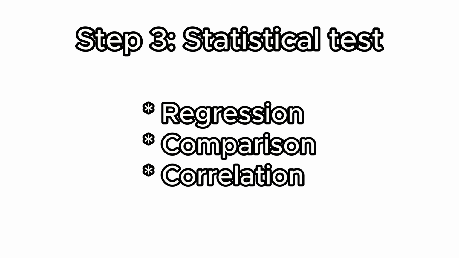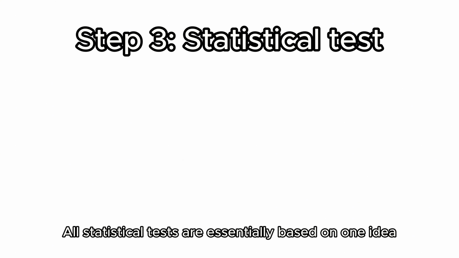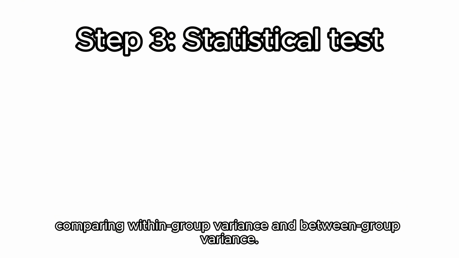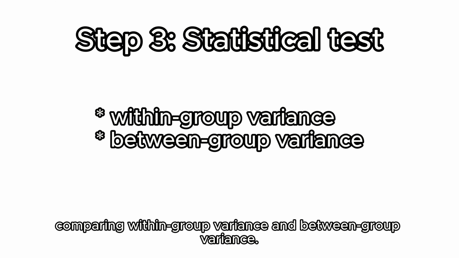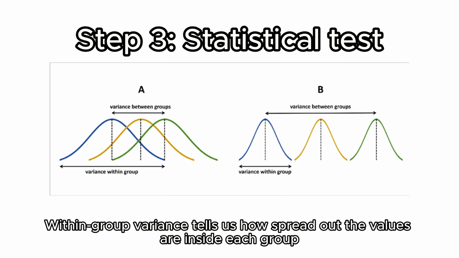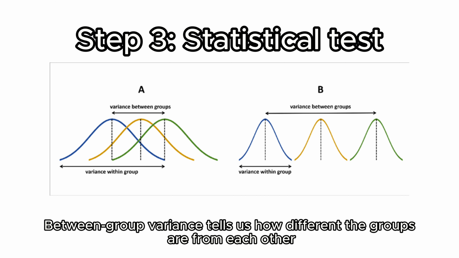After gathering your data, you run a statistical test. There are a variety of statistical tests available, like regression, comparison, or correlation. All statistical tests are essentially based on one idea: comparing within group variance and between group variance. Within group variance tells us how spread out the values are inside each group, and between group variance tells us how different the groups are from each other.